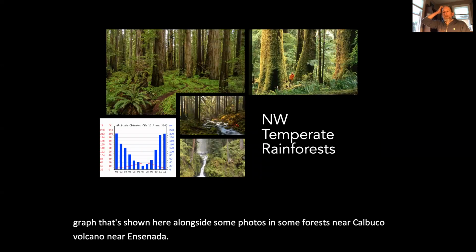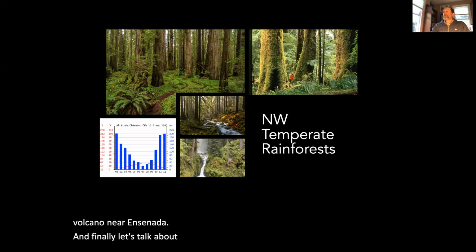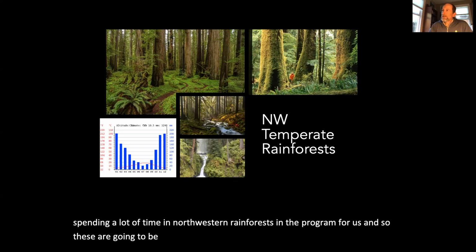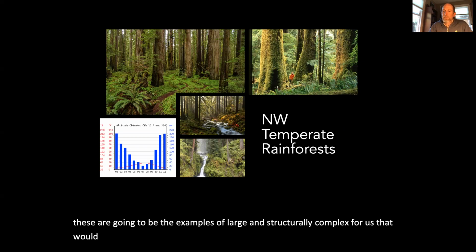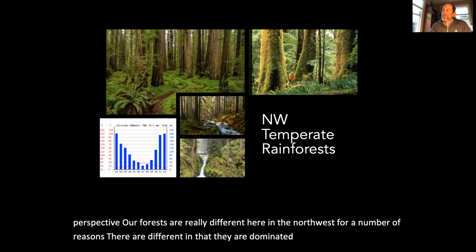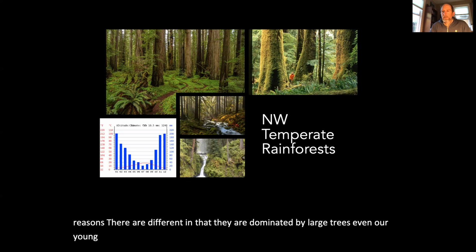And finally, let's talk about our Northwestern rainforests. We're going to be spending a lot of time in Northwestern rainforests in the program. These are going to be the examples of large and structurally complex forests that we're going to be most used to seeing. So the rest of this preamble is kind of to put that in perspective. Our forests are really different here in the Northwest for a number of reasons. They're different in that they're dominated by large trees. Even our young forests can be dominated by large trees.